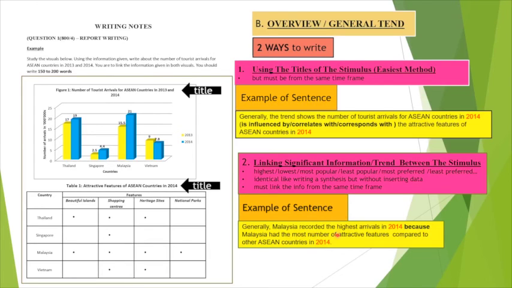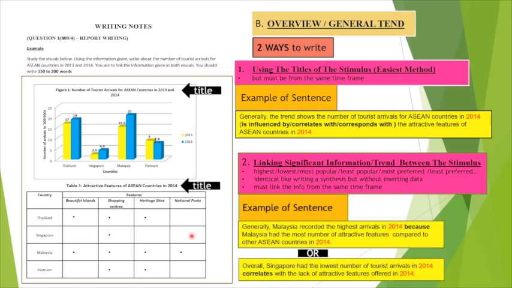Generally, Malaysia recorded the highest arrivals in 2014 because Malaysia had the most number of attractive features compared to other ASEAN countries in 2014. Okay, so 2014 and 2014. Or you can also use information from Singapore. Overall, Singapore had the lowest number of tourist arrivals in 2014, correlates with the lack of attractive features offered in 2014. Or you can say corresponds with the lack of attractive features offered in 2014.